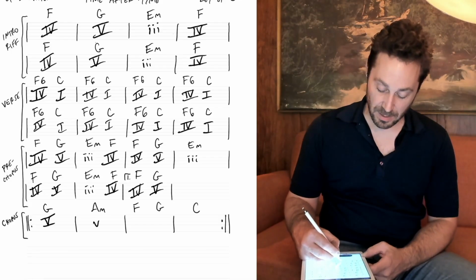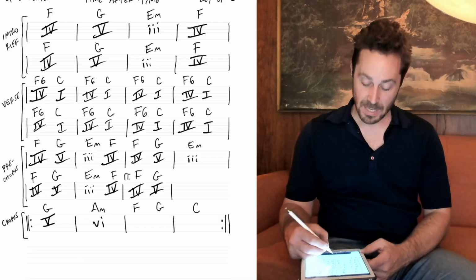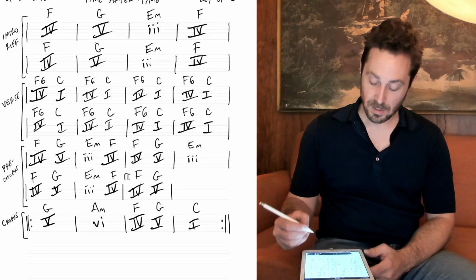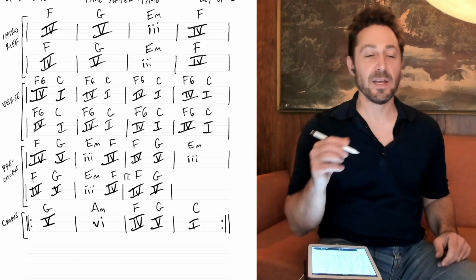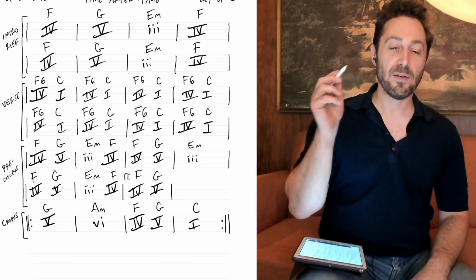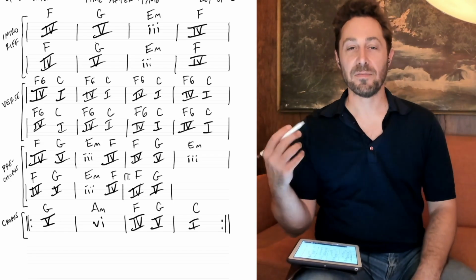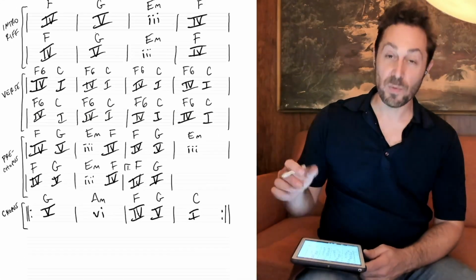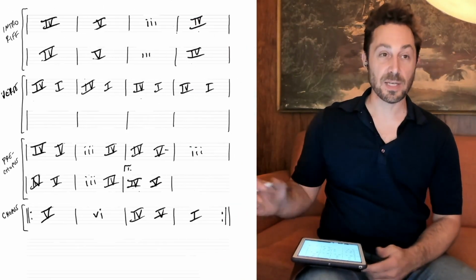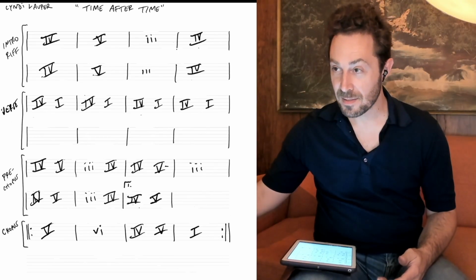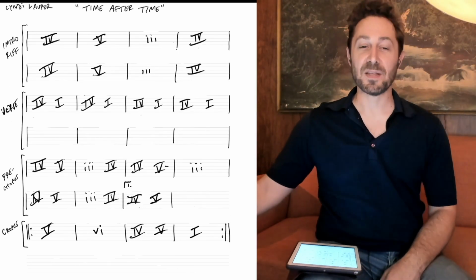First time it's appearing, the minor 6, and then 4, 5, 1. So it's 5 and the 5 goes to minor 6, then 4, 5, 1. That's the sound of that chorus. So when we change keys later, we're just going to use this. That's the real song. That is Time After Time. That's the skeleton right there.